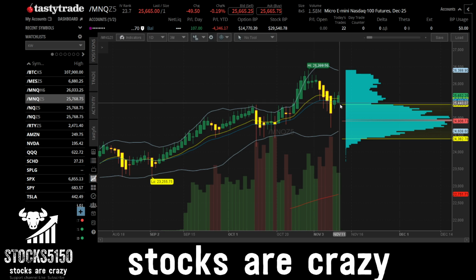Then we're retracing, we're coming back up, and now we're at the high volume node in this area, and that's providing us some support at 25,393. Right now we're at 25,666.